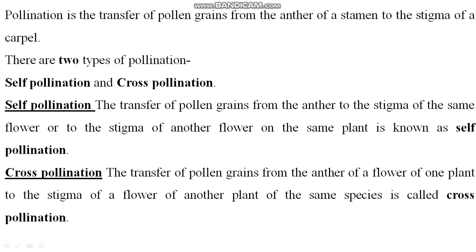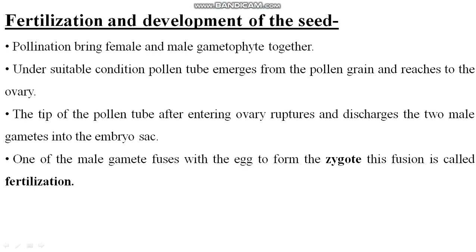Clear? So pollination is the transfer of pollen grains from the anther of a stamen to the stigma of a carpel. There are two types of pollination, self-pollination and cross-pollination. In self-pollination, the transfer of pollen grains from the anther to the stigma of the same flower or to the stigma of another flower on the same plant is known as self-pollination, right. What about cross-pollination? The transfer of pollen grains from the anther of a flower of one plant to the stigma of a flower of another plant of the same species is called cross-pollination. Clear, students? So this is about pollination.